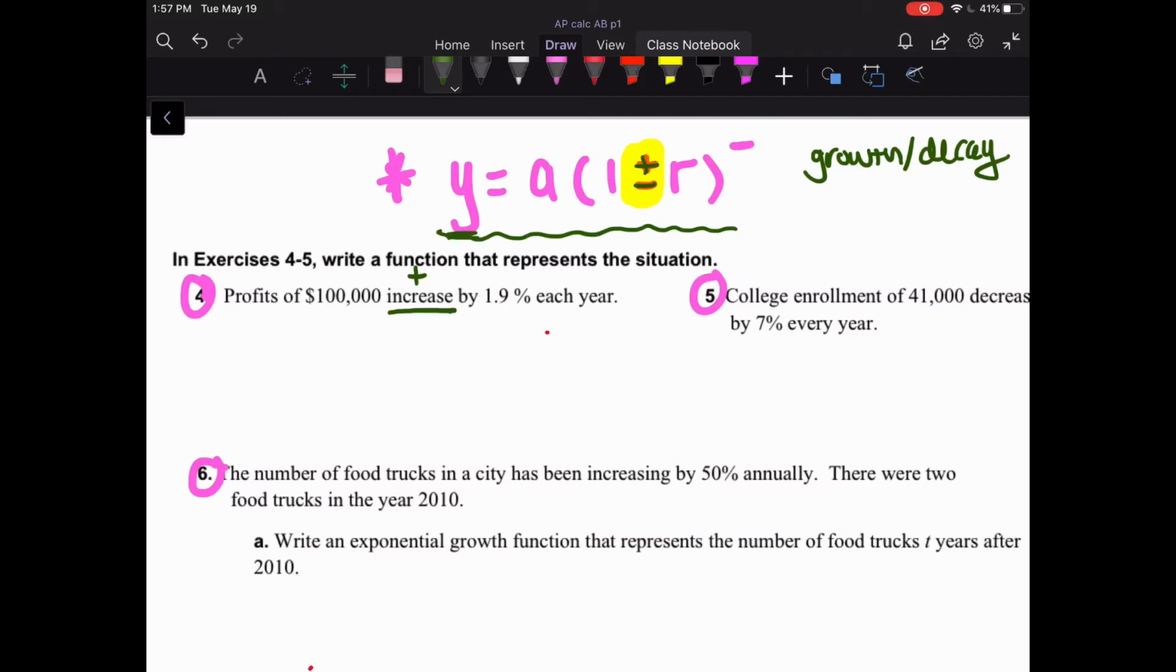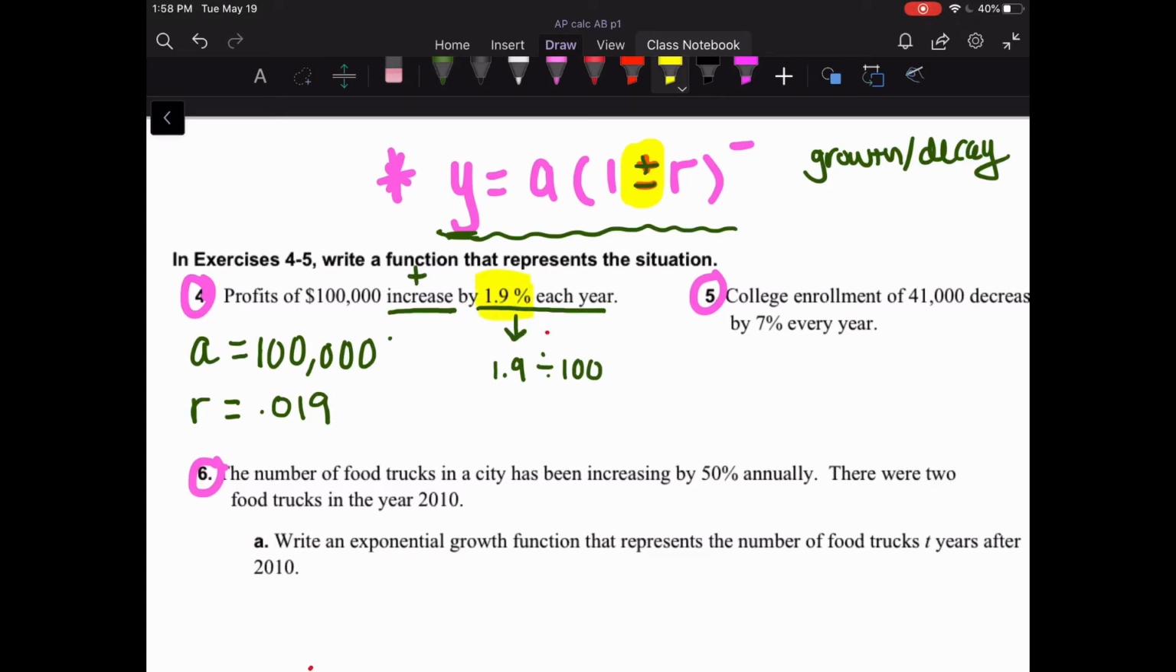So the function for this, we're using the initial amount, A, which is the $100,000 being put into the account. Those profits increase by 1.9% each year. That's your rate, but be careful because we have to plug it in as a decimal. I know it looks like a decimal now, but this is still a percent. To make it a decimal, remember we divide by 100 and we get 0.019. Very common mistake is for students to see the decimal and say, oh, it's already a decimal, but it's a percent. You want to change it.